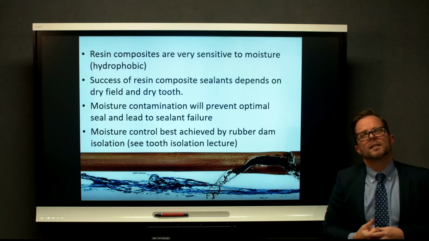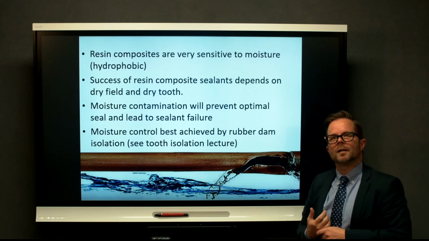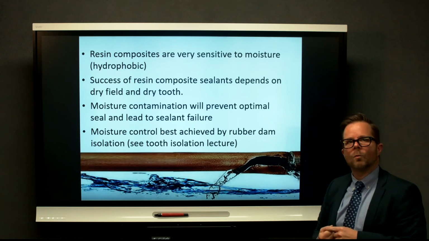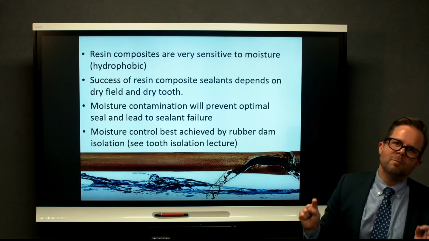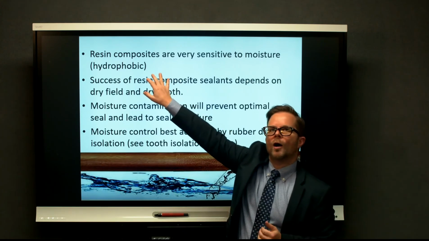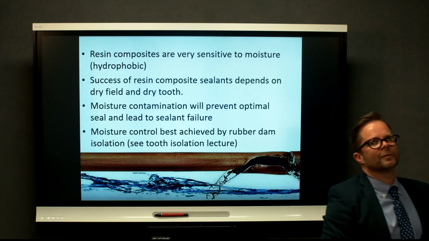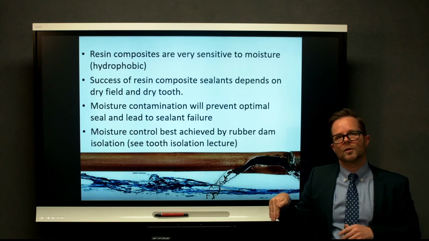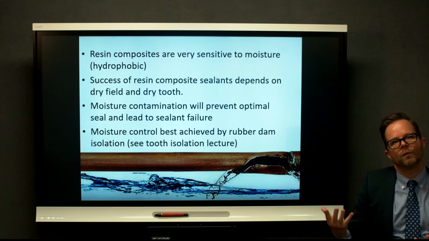So resin composite is a really effective material for occluding fissures and pits, but it does have one significant drawback. It is extremely sensitive to moisture. The resin composite material is what we call hydrophobic. It hates water, so it's very moisture sensitive. And if you try to place resin composite on a wet tooth surface, it will not stick. Okay? It will be compromised and it will fall off.